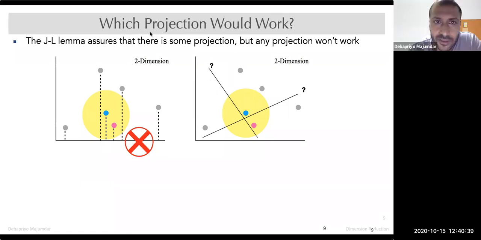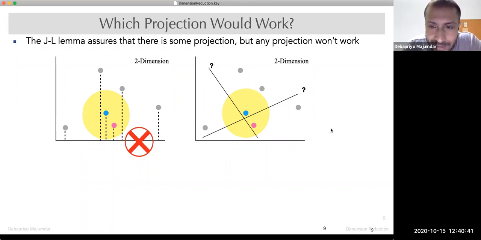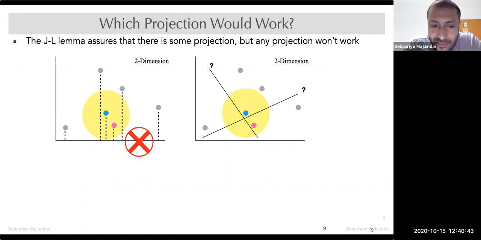So then the question is, is this lemma just an existential statement, that well, there is some map but we cannot find it, or can we actually find or construct a map so that it helps us computationally?